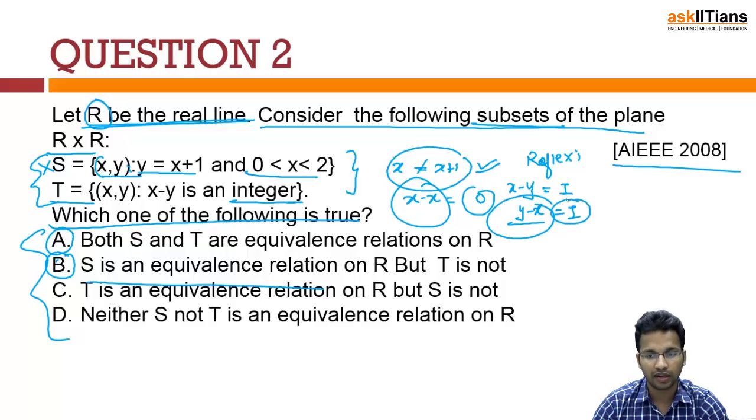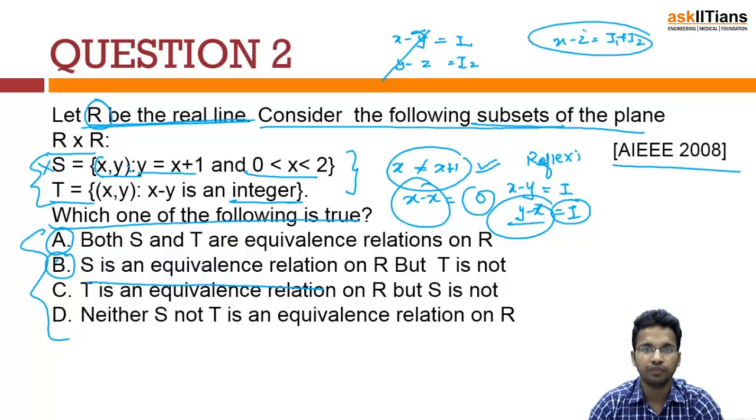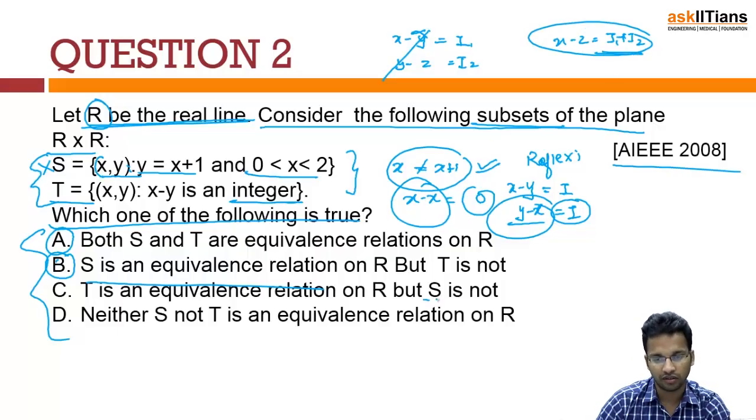There is no doubt about that. Okay, so no problems with that. Checking about the transitive, same way you can see that if x minus y is an integer and y minus z is an integer, so if I add the two things, I will get x minus z as I1 plus I2, if I name them I1 and I2. So this will also be an integer, no doubt about that, because the sum of two integers is an integer, so S will be an equivalence relation.